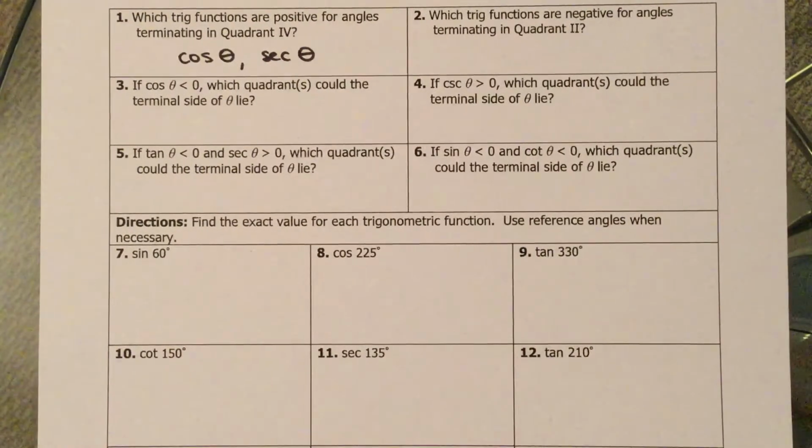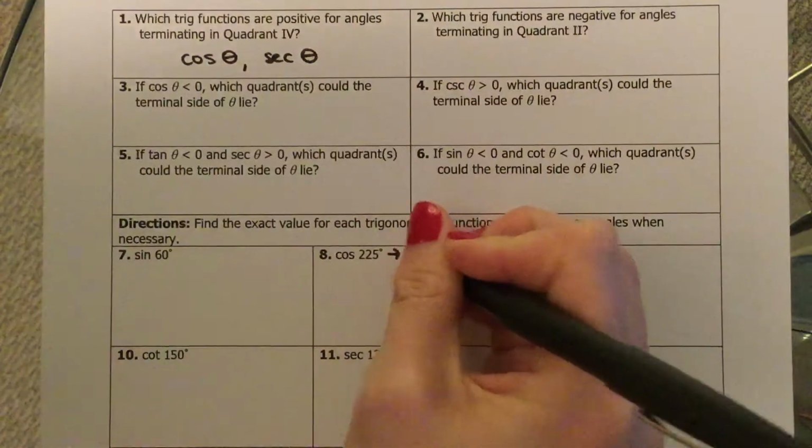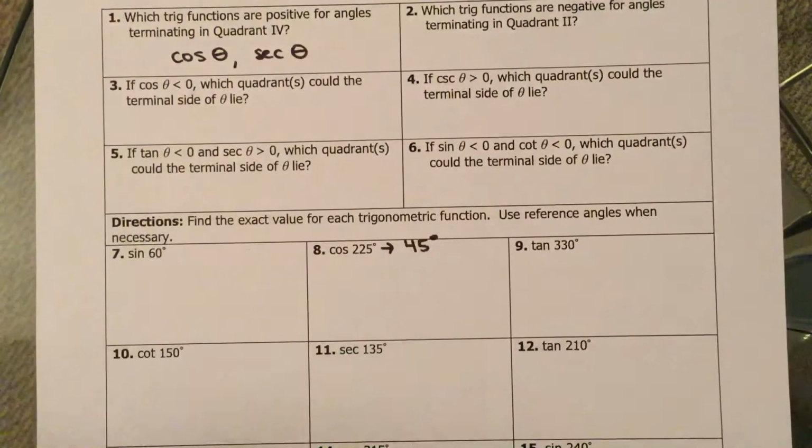So cosine of 225, if you want to sketch it out, that way you get a good idea of where it actually is. So 225 is in the third quadrant, so 225 minus 180 would be 45 degrees. So the reference angle is 45 degrees.